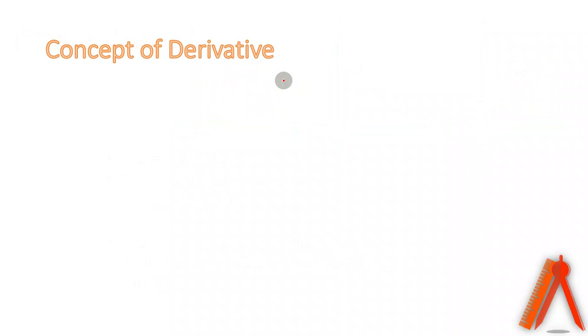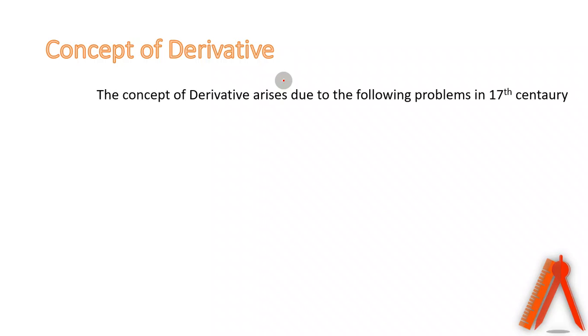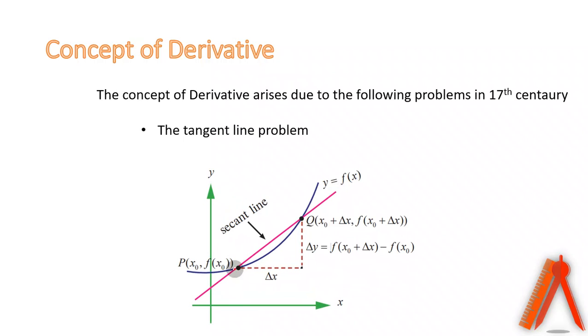First of all, let me tell you why the concept of derivative arises. The concept of derivative arose due to some problems in the 17th century. In the 17th century, logarithms and the natural logarithms had reached a very great development, but they didn't explain some things. They are the tangent line problem. The tangent line problem is not explained by logarithms, and this is the tangent line problem.